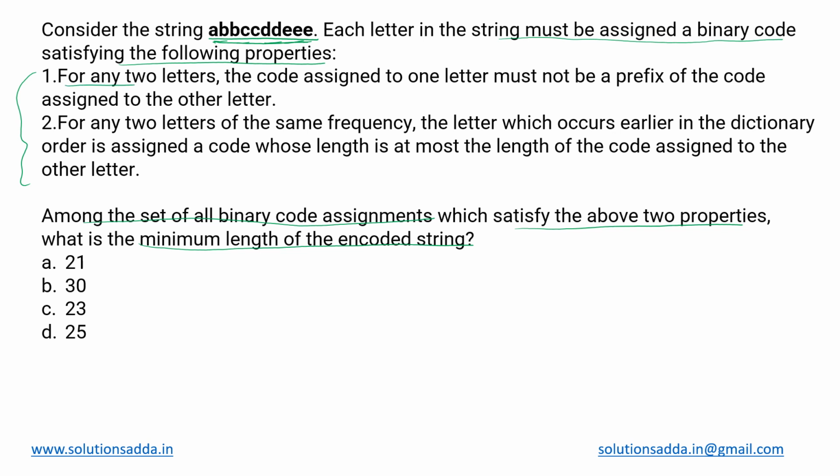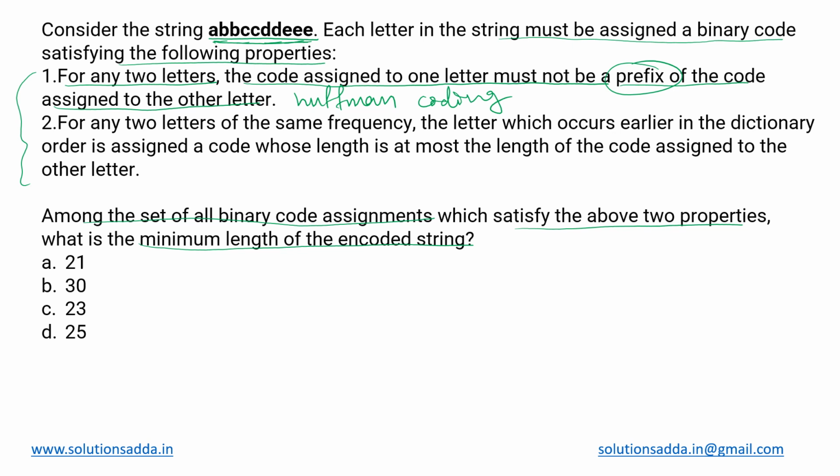For any two letters, the code assigned to the one letter must not be a prefix of the code assigned to the other letter. This is the property of Huffman code, and from this property itself we understand that they are talking about Huffman coding, because Huffman code is also called the prefix code, and the code assigned to one letter does not become the prefix of the code assigned to another letter. So from this we understand that Huffman coding has to be used.